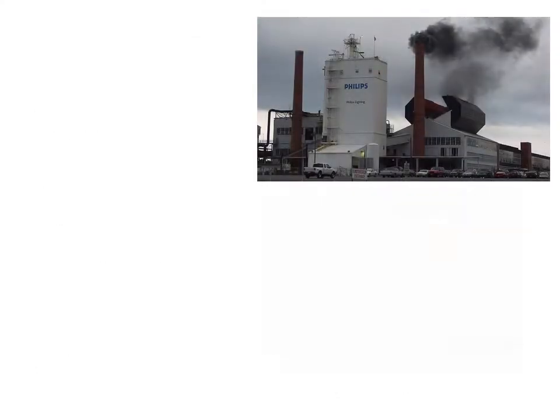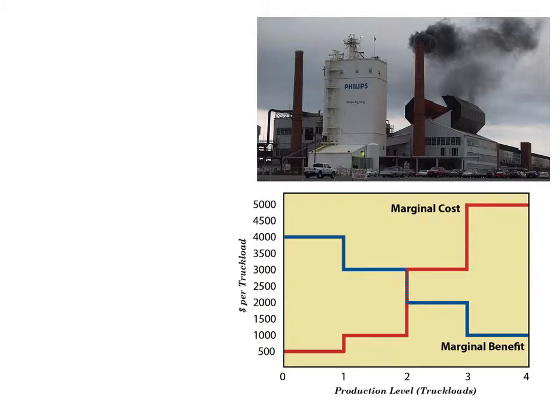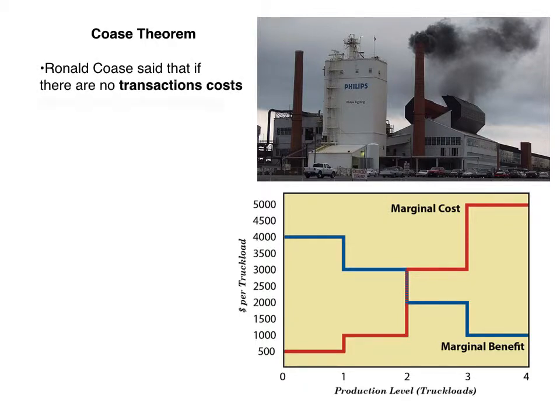Now, we have the idea of what's called Ronald Coasian solutions, so the Coase theorem. Here, Ronald Coase, who was an economist again in the 20th century from the University of Chicago, said that if there are no transaction costs, private parties can bargain to reach the social optimum.